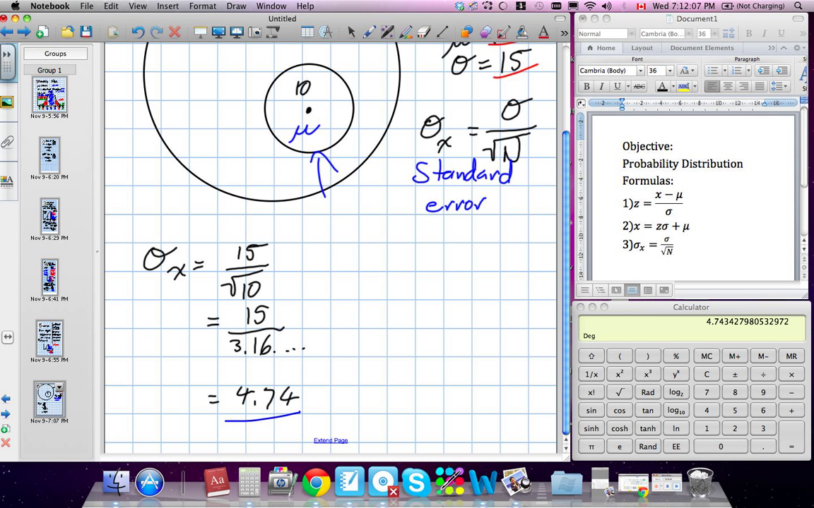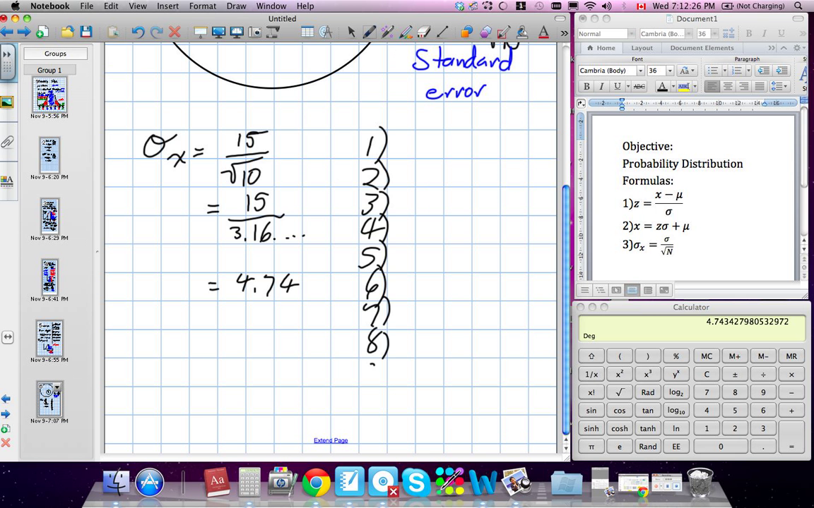10 square rooted gives us 3.16. So essentially we have 15 divided by 3.16227, which is equal to 4.74. So we have a standard error of 4.74. That's how we go about calculating our standard error.